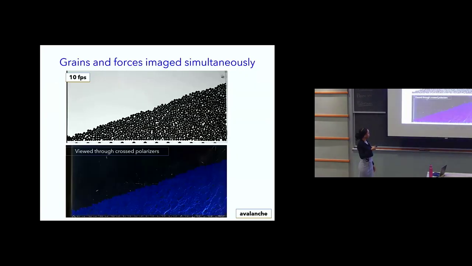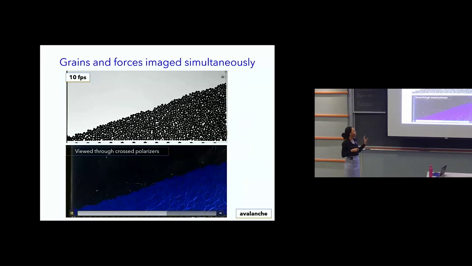And then I'm trying to play the bottom video. There you go. Okay. While we're taking those top images with unpolarized light, we're simultaneously taking images using the camera with cross polarizers. So we're able to match the positions of each of the grains with the corresponding forces that they're experiencing. We're able to see how the contact forces of our granular system form this heterogeneous network.